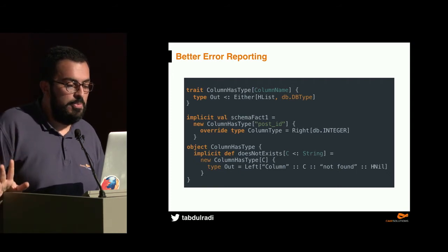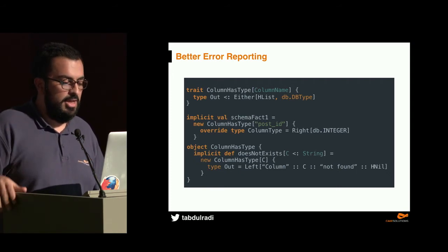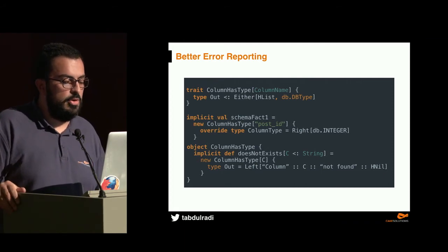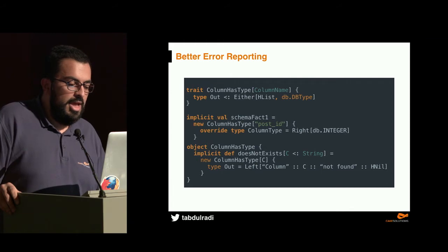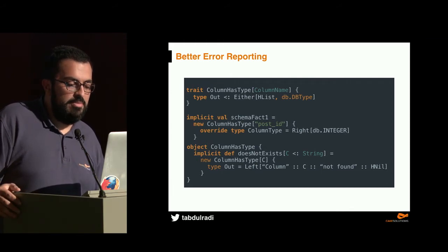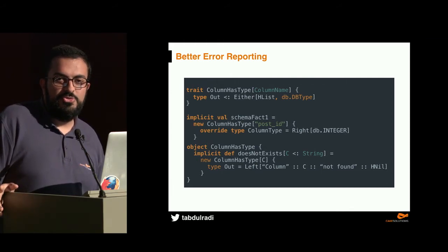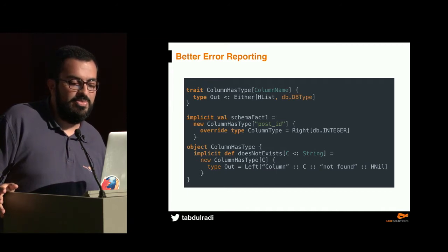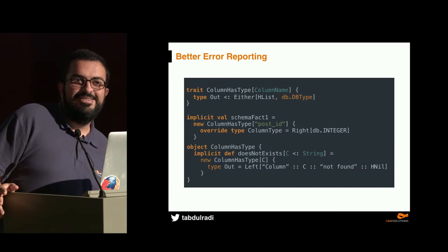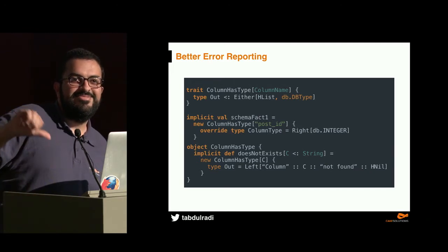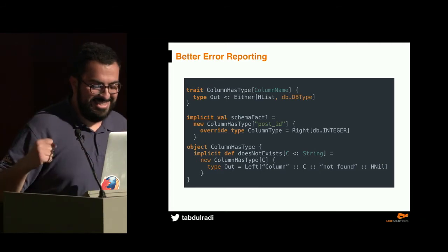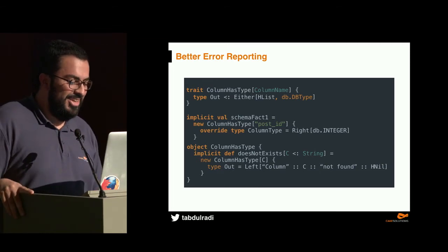There is the low priority type class in the companion object. Low priority instance in the companion of the type class, and the output type is a left of error message, all types, all literal types, and instead of concatenation, this is a HatchList. Yay or nay? Yay! Yay! Cool. No tomatoes. That's a good thing. I was worried.